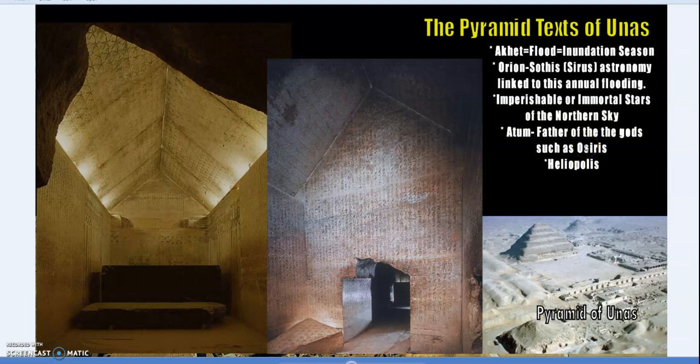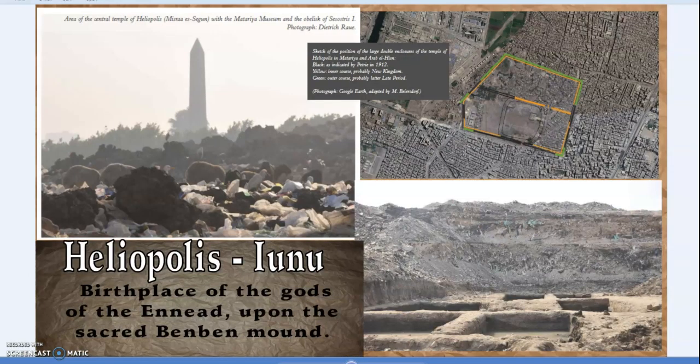Also, what is referenced multiple times and very importantly is the importance of Heliopolis. Iunu, as it was called, or Heliopolis in Greek, the city of the sun. This was the most ancient, the most precious site in Lower Egypt. That's Lower Egypt is northern Egypt. They call it lower because that's where the lower part of a river. This is where the Nile Delta begins.